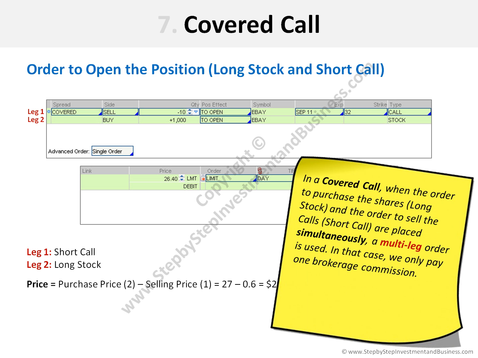In a covered call, when the orders to purchase the shares and sell the calls are placed simultaneously, that is, the same order for the long stock and short call positions, a multi-leg order is used. In that case, we only pay one brokerage commission.